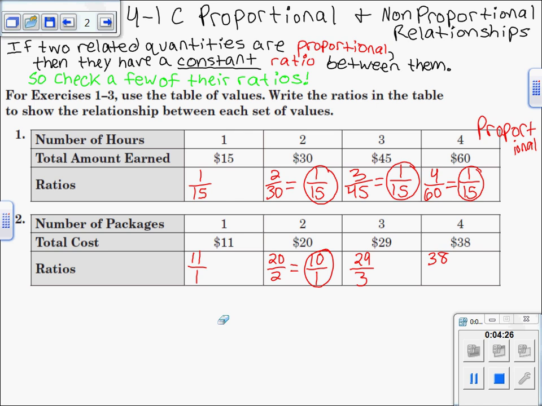Now, for the fourth one, we have 38 over 4. And we ask ourselves, okay, we're simplifying that fraction, what goes into both of those? 4 does not go into both of those, but they are both even, so we know 2 goes into both of them. So divide top and bottom by 2, we'll get 19 over 2. And so that's our ratio for the fourth blank.